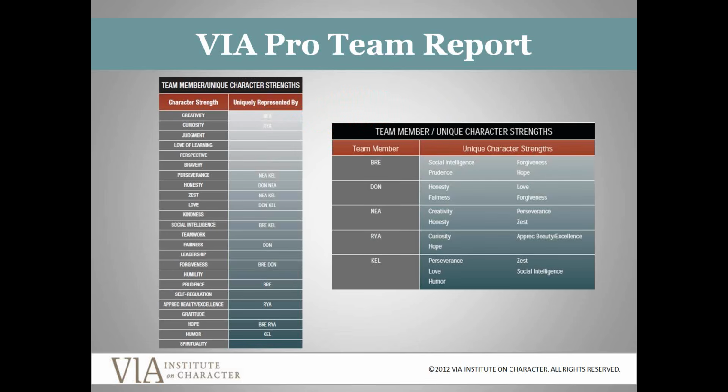Here, one view shows character strengths and the people who hold them as unique, while the next view shows team members and which, if any, character strengths they possess uniquely in the group. These data help the team inquire as to whether everyone is playing a role that they are uniquely positioned to play. Everyone on a team should know what unique strengths they can look to others for.